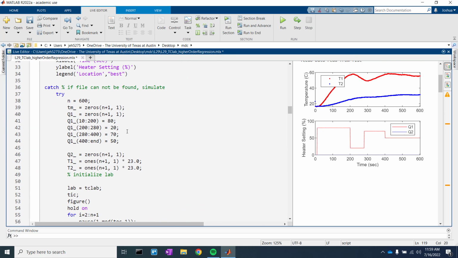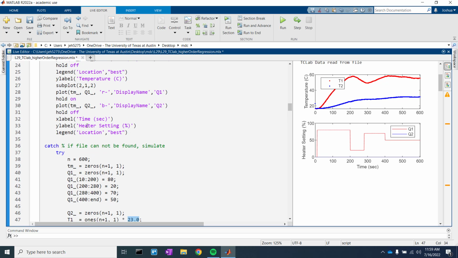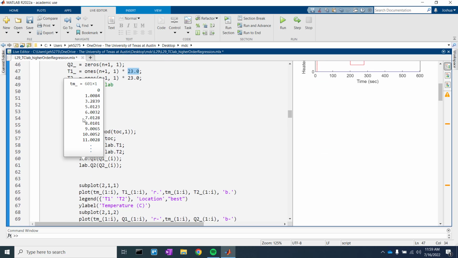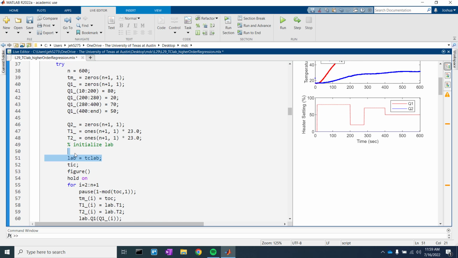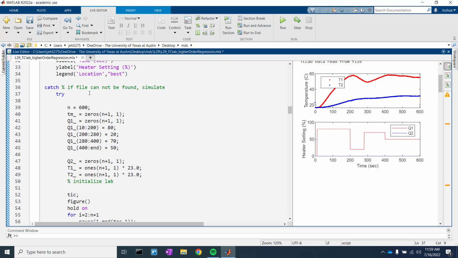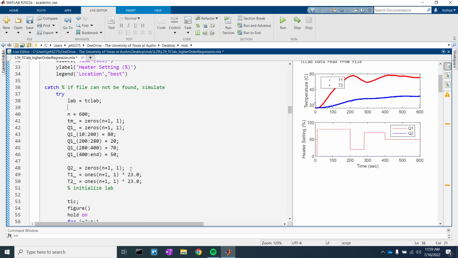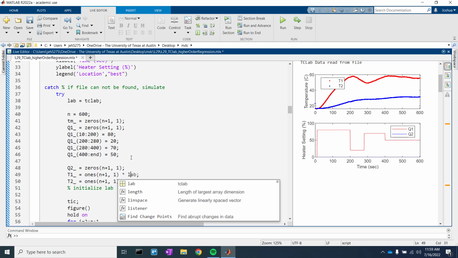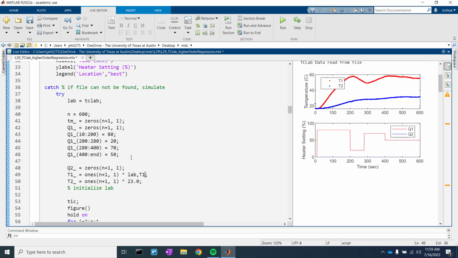Let's do this really quick. Instead of T1 starting at 23, we'll connect to the lab earlier. So we'll just cut this line and put it right here. And instead of 23, we'll do lab.T1. We'll actually measure the temperature. So that's what we'll do with our data.